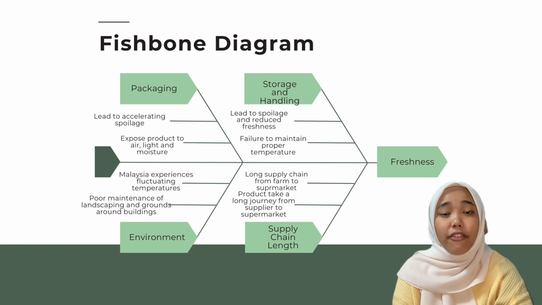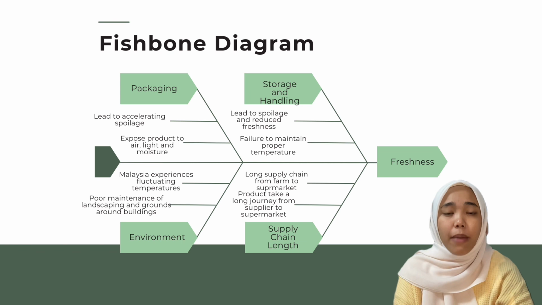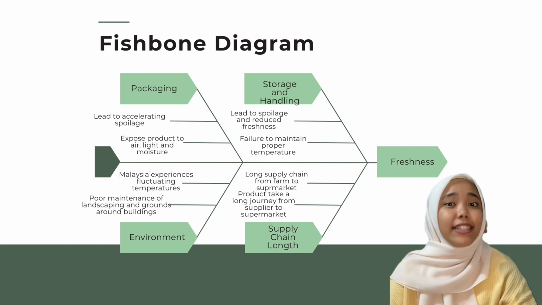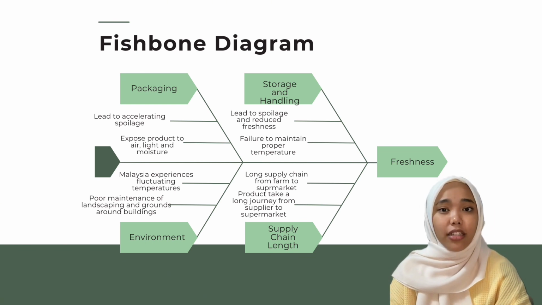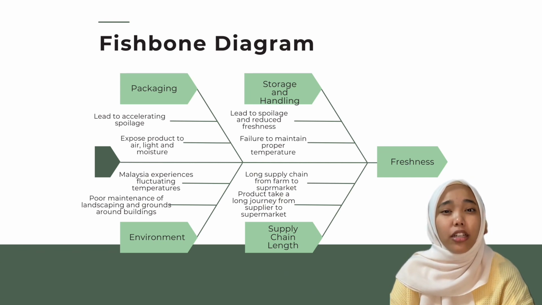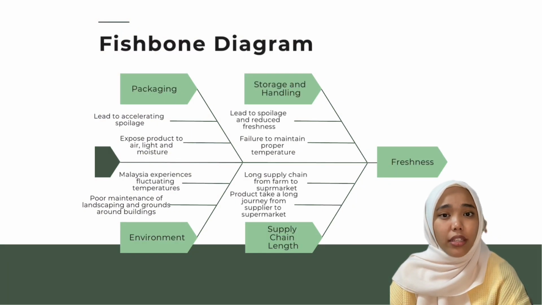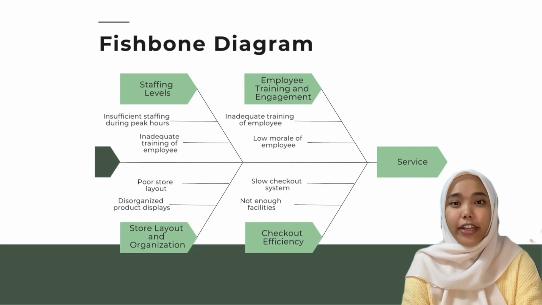The third one is environment. The factor that may lead the product to become not fresh is because Malaysia experiences fluctuating temperature or poor maintenance of landscaping and ground around the building. Lastly, supply chain length. A long supply chain from farm to supermarket, and the product taking a long journey from supplier to supermarket, also can be the reason why the product can't last long. Next is service cause and effect diagram.